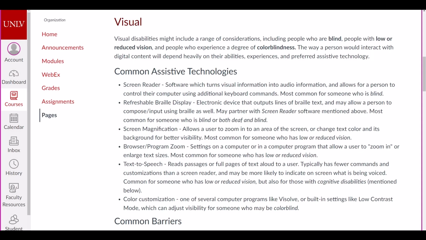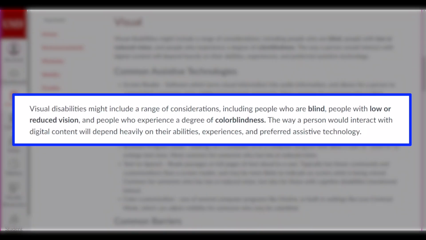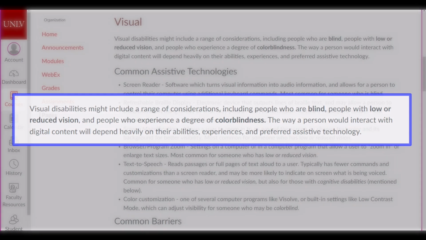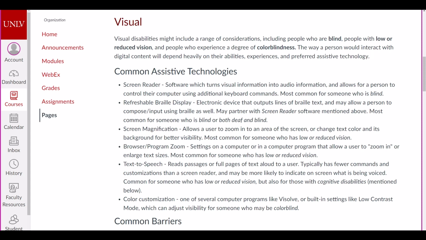Visual. Visual disabilities might include a range of considerations, including people who are blind, people with low or reduced vision, and people who experience a degree of color deficiency or color blindness. The way a person would interact with digital content will depend heavily on their abilities, experiences, and preferred assistive technology or adaptive strategies.